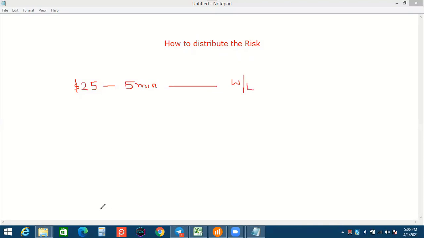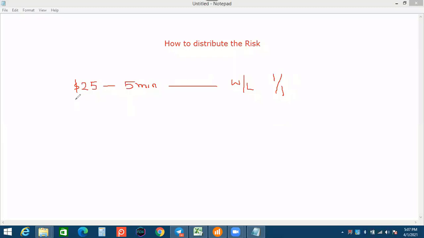Can anyone tell me? It would be ATM, sir. 50% win, 50% loss. It means one opportunity for win, one opportunity for loss. Am I right? Yes, sir, you're right. So when you are placing the $25 trade for 5-minute expiry, at the end you will get the result: you are winning or you are losing. One possibility for win and one possibility for loss, right?